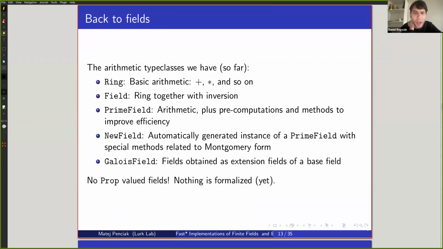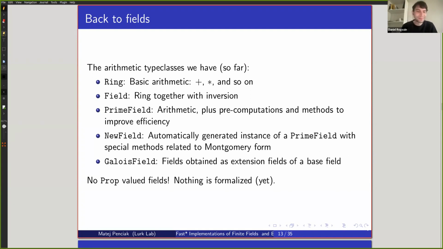So why do you mention NewField? Because we have recently renamed NewField to PrimeField and got rid of PrimeField a couple of days ago. I'll explain at our meeting later today.